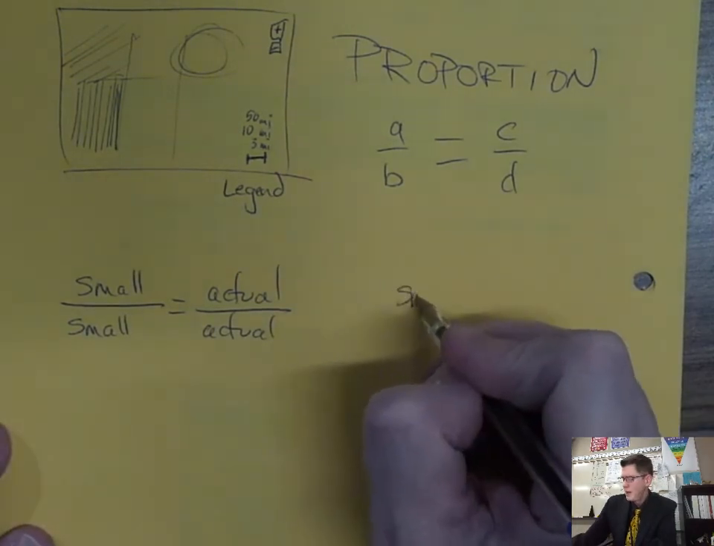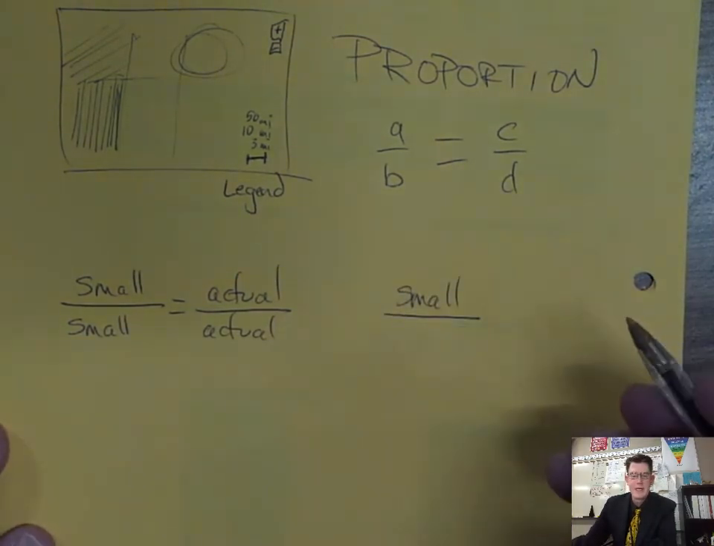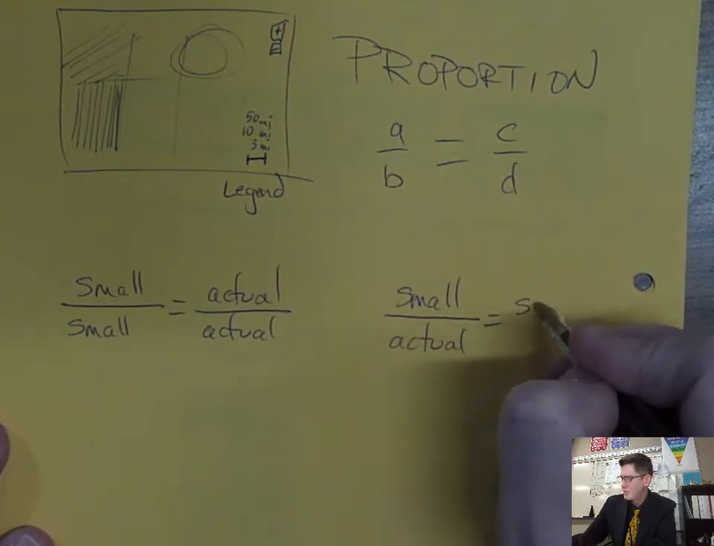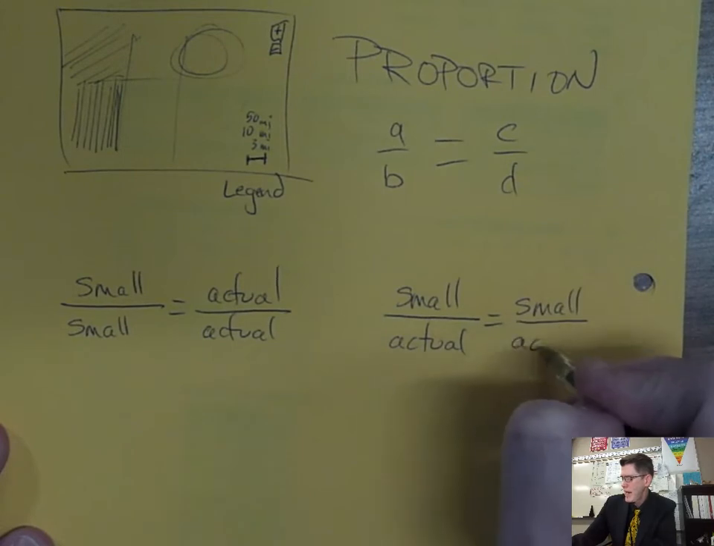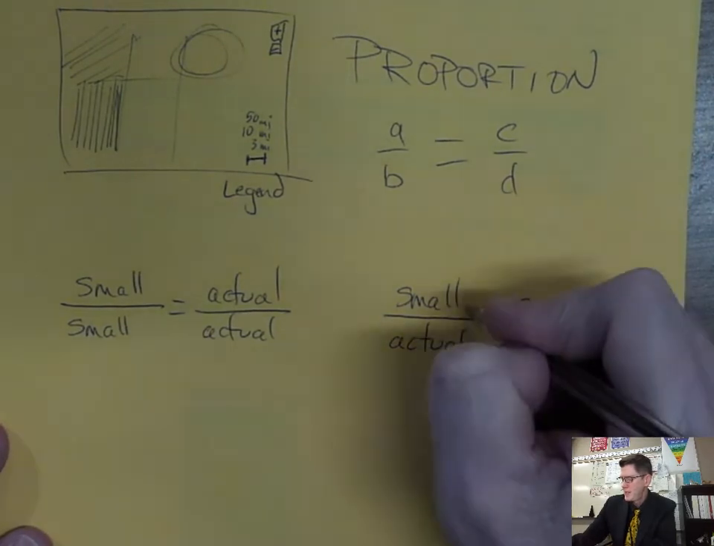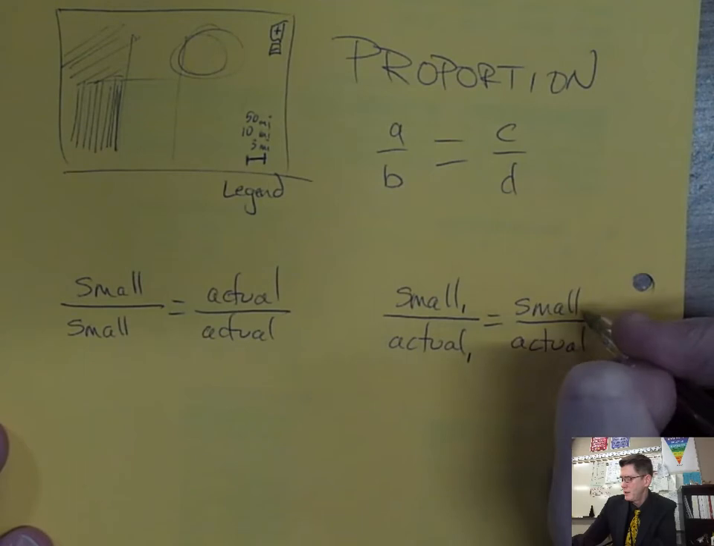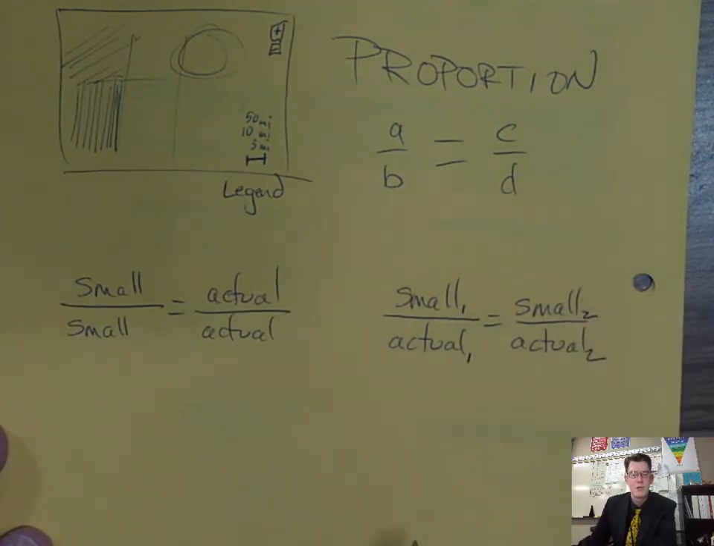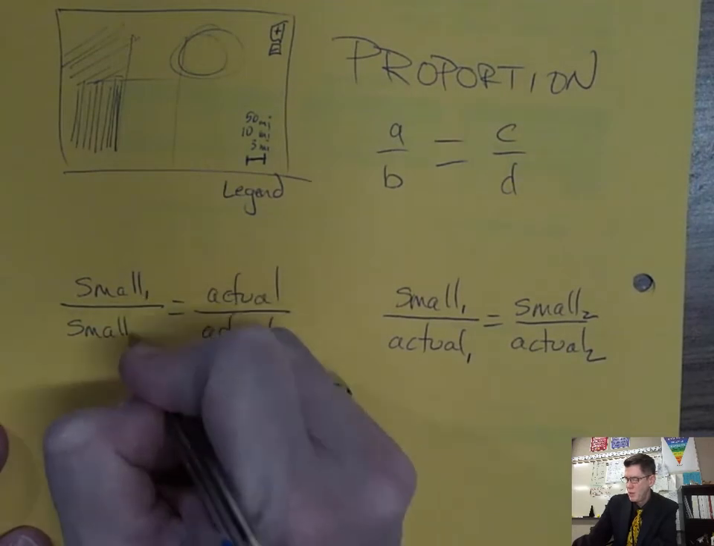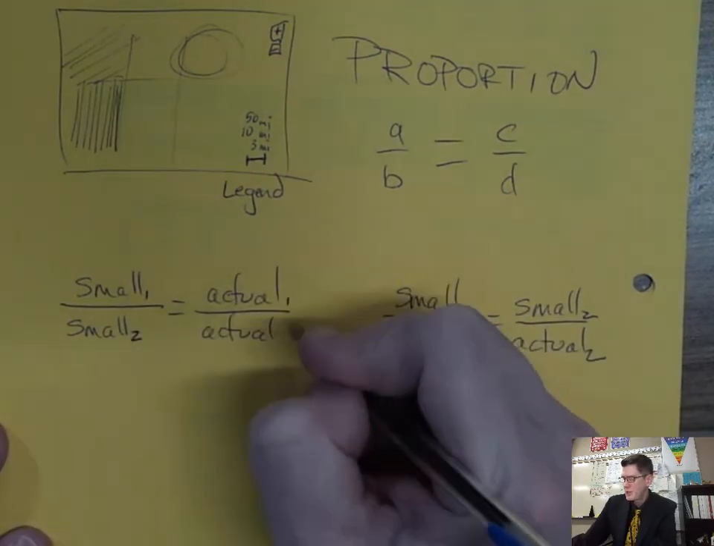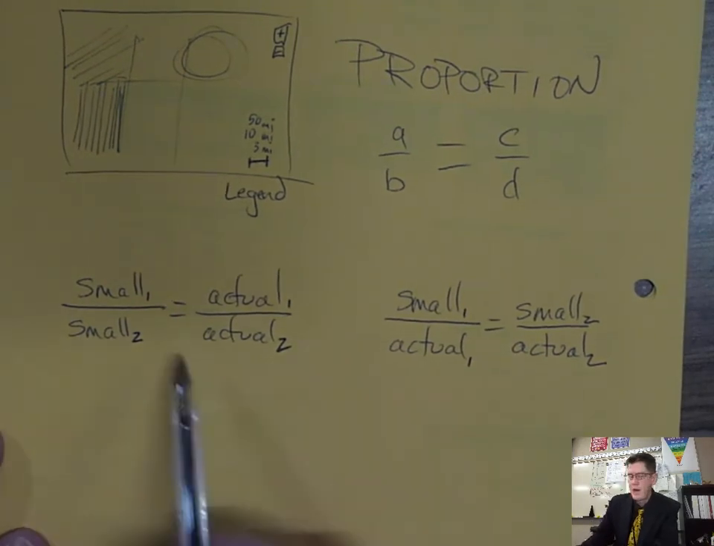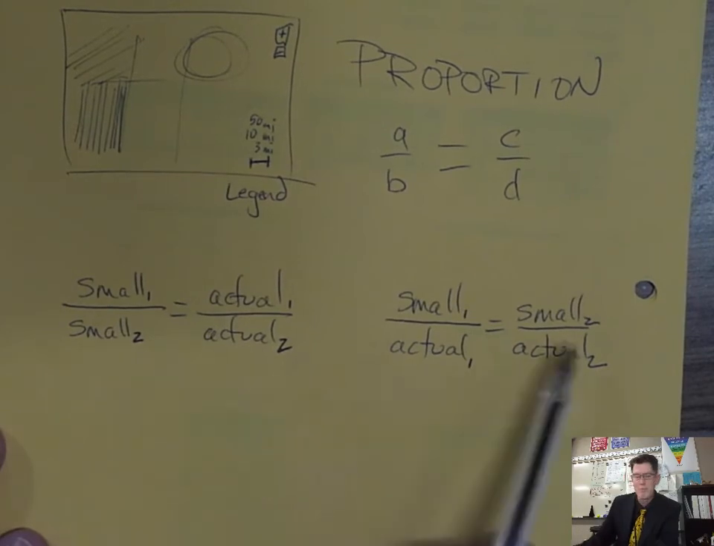Or you might say one small distance is to another small distance as one actual distance is to another actual distance. If I say this is small 1, actual 1, and small 2, actual 2, you'll see more of this kind of language in future years. It's the same here, saying small 1 and small 2 to actual 1 to actual 2. And in math and in doing the work, it's a matter of finding one of these items that are missing. Now, why can I write it both ways?